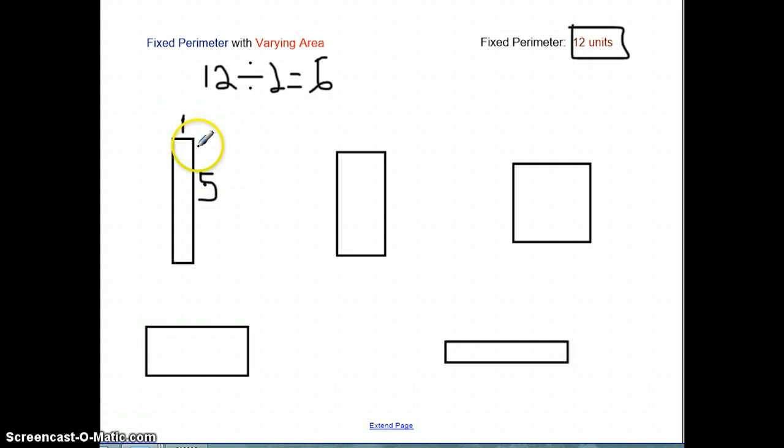Now, question: does this add up to 12? Well, let's find out. 1 plus 5 plus 1 plus 5. That's 10, that's 12. Yep, the perimeter is 12. Okay. Sweet. All right, let's do a different one.